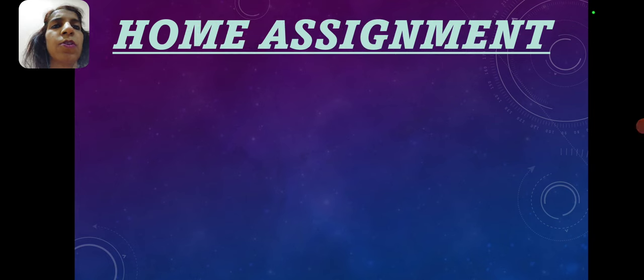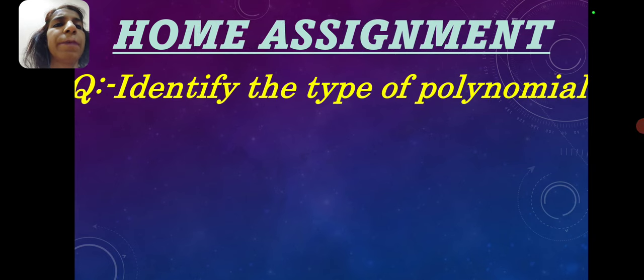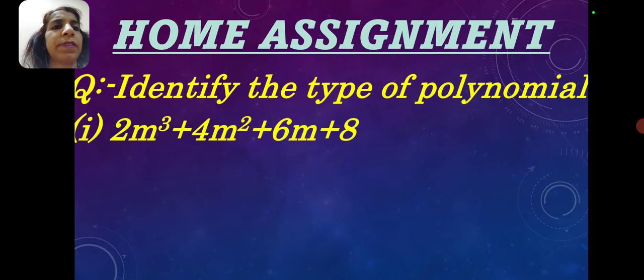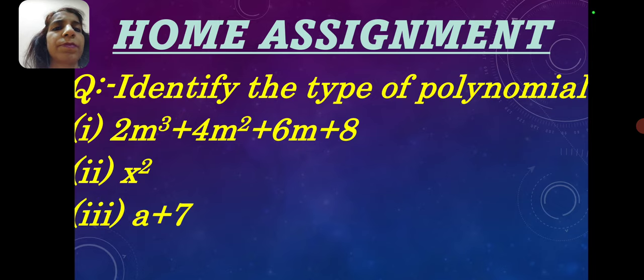So I am giving one home assignment, so complete it and let me know the answer in the comment section. So identify the type of polynomial: 2m cube plus 4m square plus 6m plus 8. So identify what is the type of polynomial in the first example. Next, x square. Next, a plus 7.